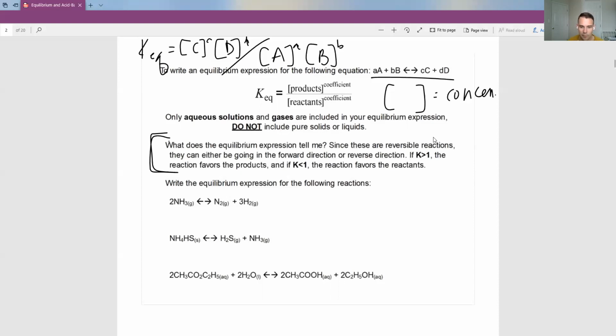So we can write the equilibrium expressions for the following. We've got 2 moles of ammonia gas in equilibrium with a mole of nitrogen gas and 3 moles of hydrogen gas. These are all gases, so I can include these. So my KEQ is just going to be concentration of nitrogen, N2, H2. I'm going to cube this, divide by concentration of ammonia squared.